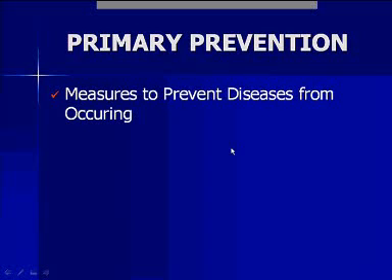Prevention can be broken down into two categories, primary and secondary. Primary prevention are measures that we use to prevent diseases from occurring. So when our patients come to the office, regardless of who they are, who they're seeing, they're either going to present to have some type of treatment, whether it'll be primary or secondary.